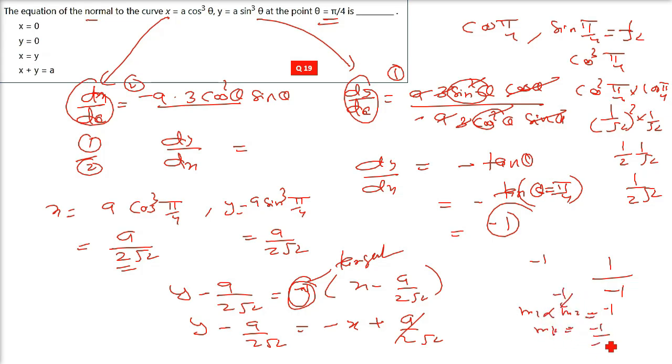Now I'm going to keep it right. So it has to be plus. Now this a by root 2 gets cancelled. y is equal to x, or x equals y. That is the third option here, and that is the answer to this question.